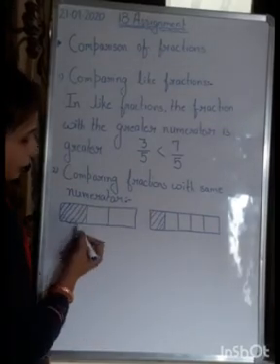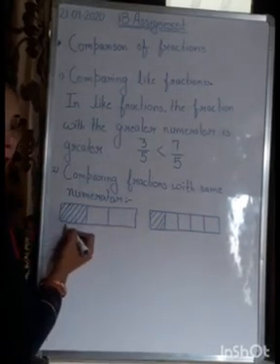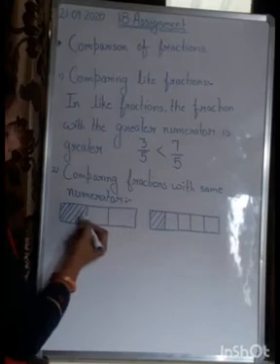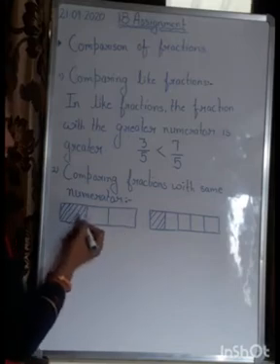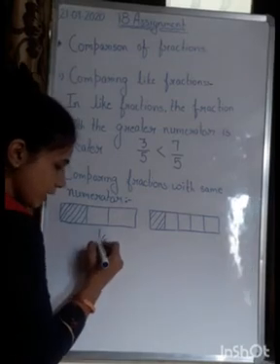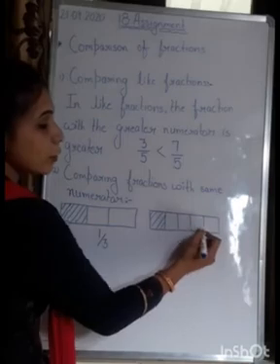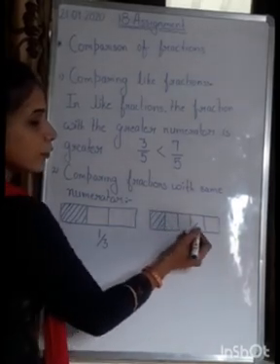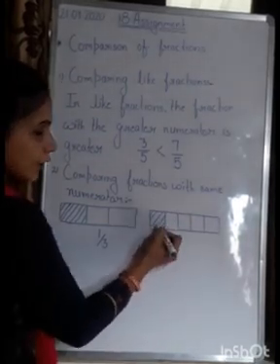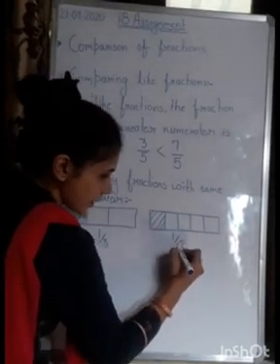For this I have made two figures over here. Okay. In the first figure you can see I have divided this rectangle into three equal parts and I have shaded one part of it. So its fraction becomes 1 by 3. Clear? And I have taken the same rectangle and I have divided it into 5 parts. 1, 2, 3, 4, 5. 5 parts I have divided and I have shaded one part of it. So its fraction becomes 1 by 5.